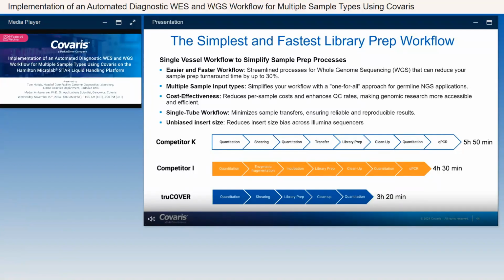Also, this workflow has a very versatile sample input, meaning it adopts a one-for-all approach for various germline NGS applications, simplifying workflows. And also cost effectiveness, which lowers per sample cost and enhances QC pass rates, making genomics research more efficient and accessible. Single tip workflow, meaning it minimizes sample transfer to deliver reliable, reproducible results. And also Covaris fragmentation, which gives unbiased insert sizes and reduces the insert size bias across various Illumina sequencers, supporting high quality sequencing outputs. This kit is designed to optimize both efficiency and accuracy in whole genome sequencing applications.